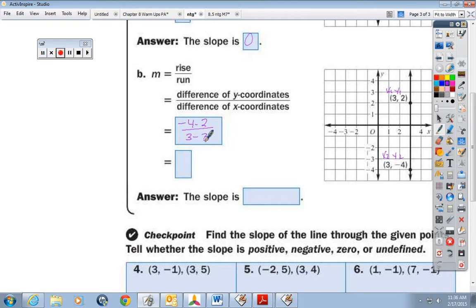-6. What's 3 minus 3? 0. Now, on the majority of calculators, if you type in -6 divided by 0, you're going to get an error message. Why? Because you cannot divide anything by 0. It is an undefined number. It's a number that doesn't exist. Okay, so our slope here is undefined.